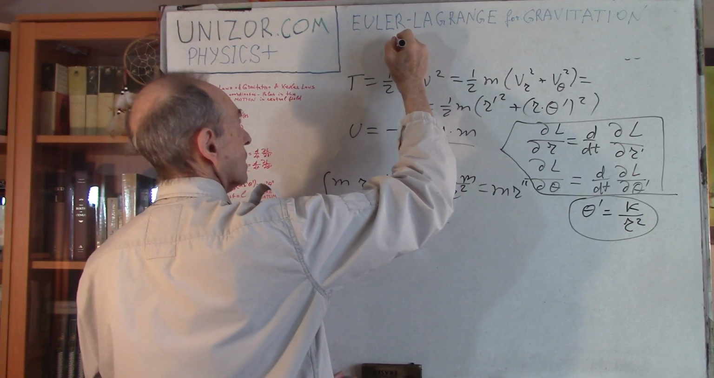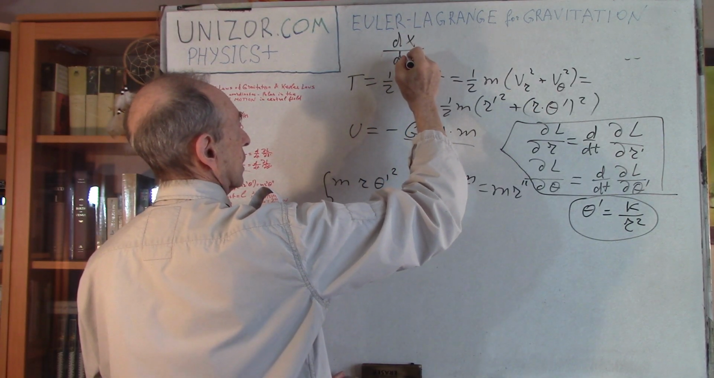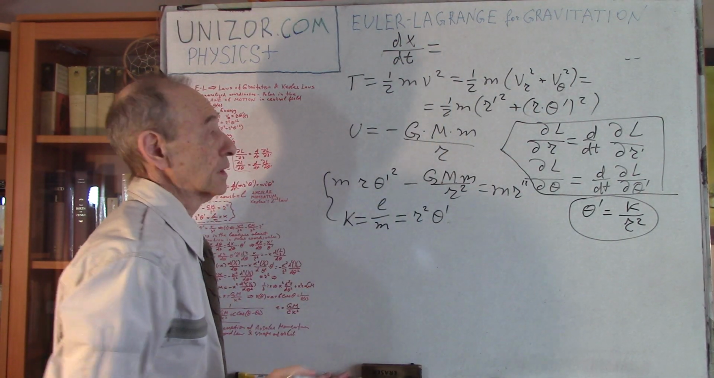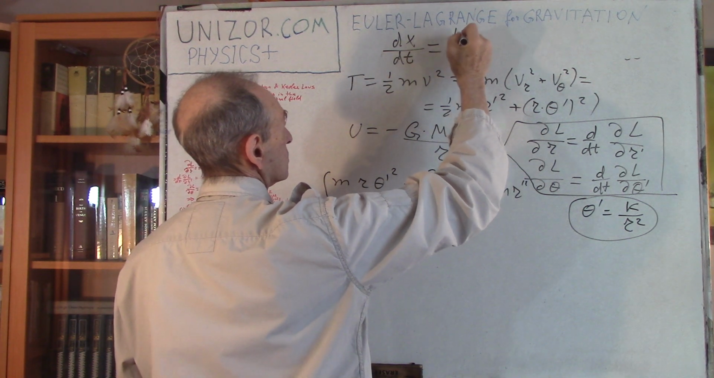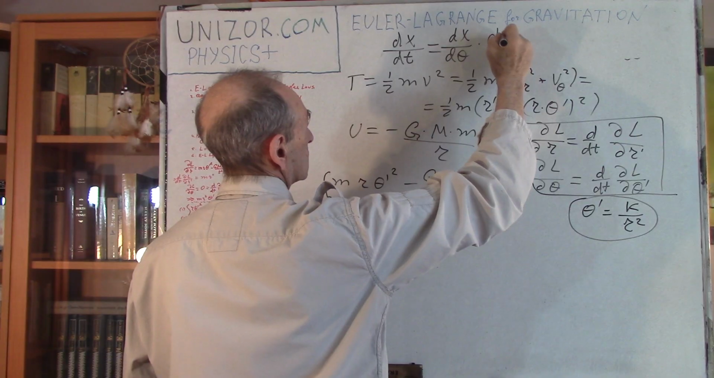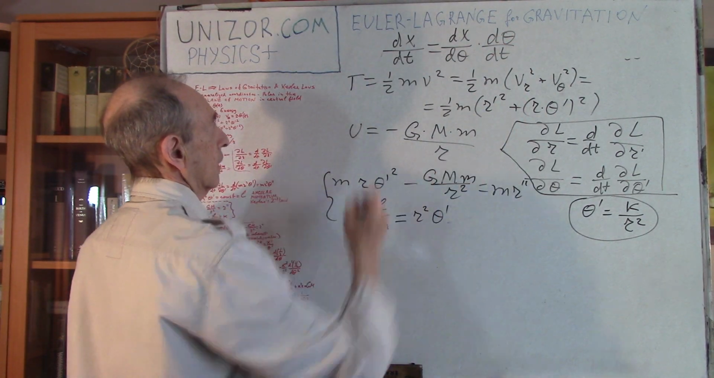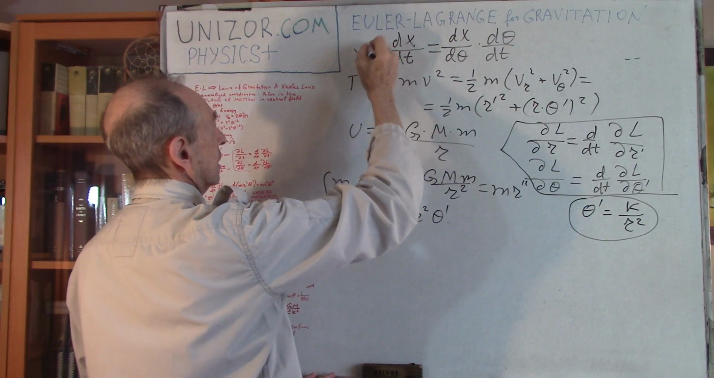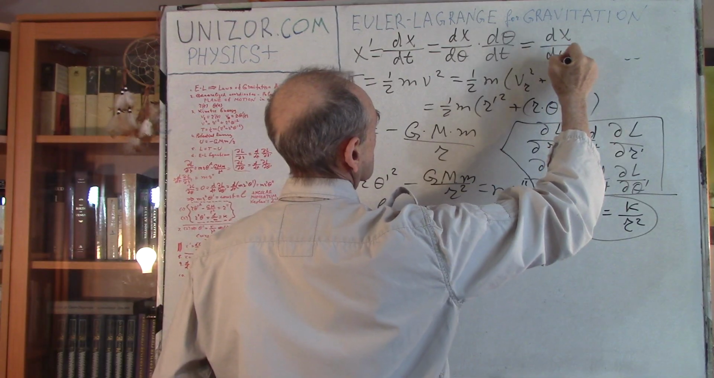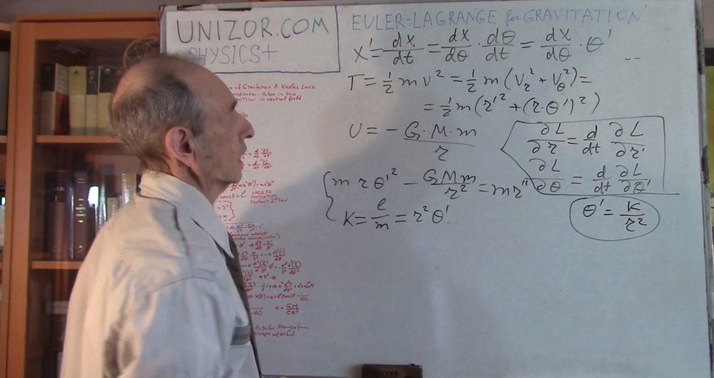Take any x. If you want to derive the derivative by time, you can say that this is derivative by theta times derivative of theta by time, right? Now let's do it. dx d theta, theta prime. Prime is always derivative by time.